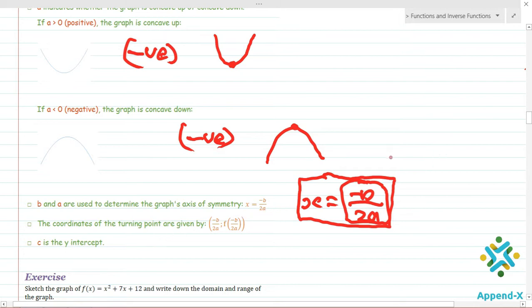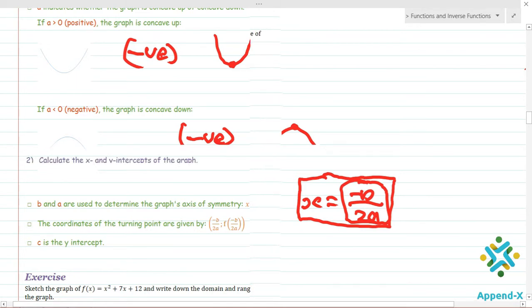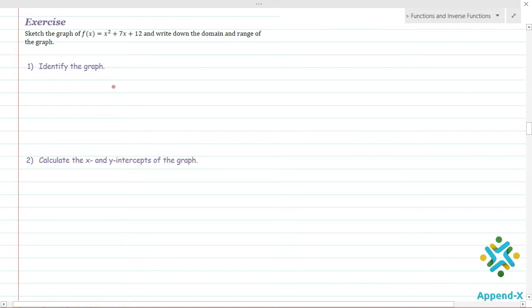Now, we are going to do an exercise on how to plot the graph of a quadratic function when given the equation of a function in standard form. In this exercise, we are required to sketch the graph of f of x is equal to x squared plus 7x plus 12. And next, we are required to write down the domain and range of the graph.